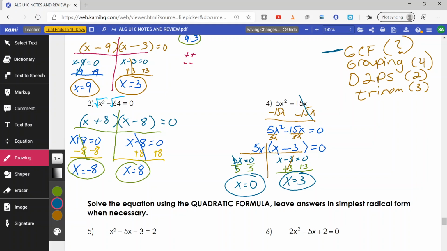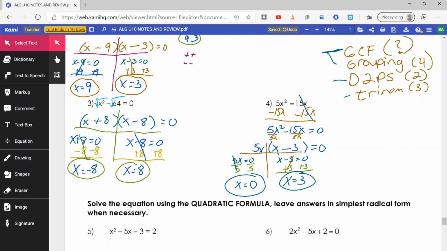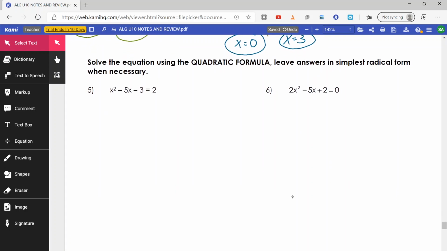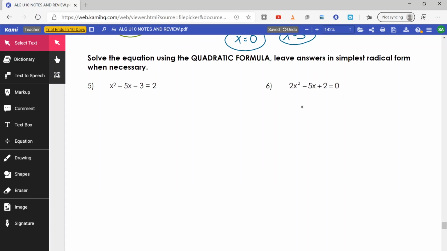So the first problem, we use the trinomial. Third problem here, we use difference of two perfect squares. Greatest common factor and grouping, they're very similar. We just divide off common factor in two different groups. Now 5 and 6, we are going to use the quadratic formula and leave answers in simplest radical form when necessary.